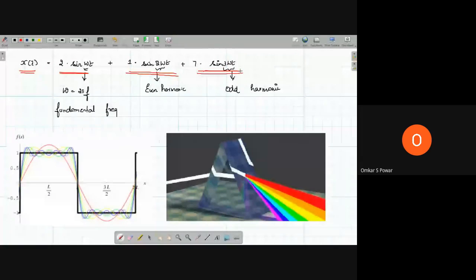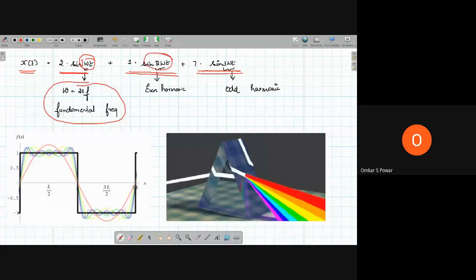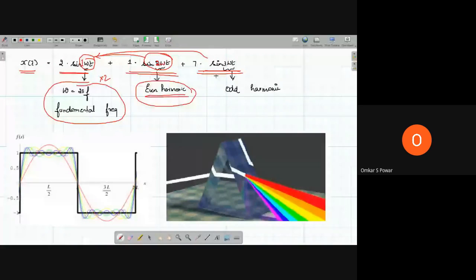This component, 1 omega t, is your fundamental frequency. Then you have other frequencies, which are integral multiples of this frequency. For example, take 2 omega t. How did you get that? By multiplying 2 with this fundamental frequency. So this is your even harmonic. What is your odd harmonic? It is this 3 omega t. These components, 2 omega and 3 omega, are all harmonics. And the fundamental frequency in this particular signal is this 1 omega t.